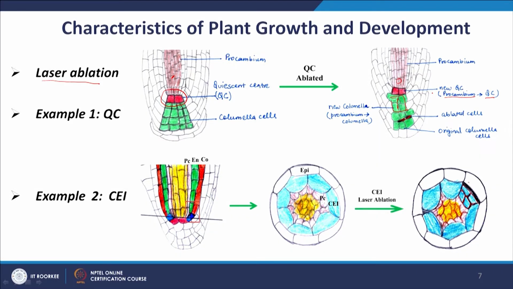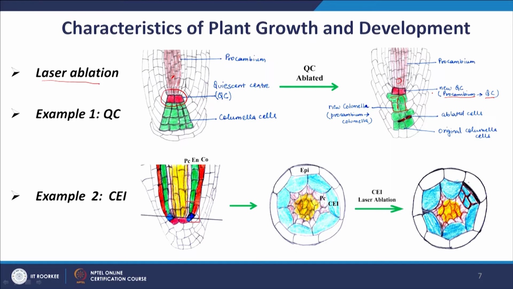This tells us that the information is not lineage dependent. The new QC or new columella cells are taking a new fate depending on their position, not on their initial programming or the information that was inside them.